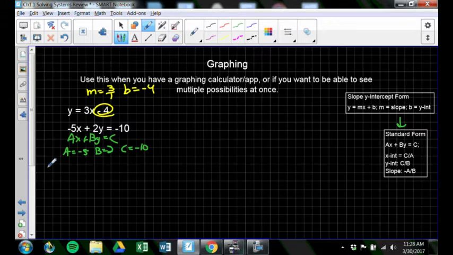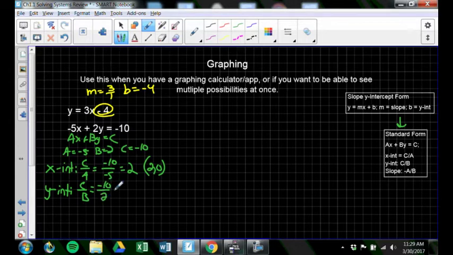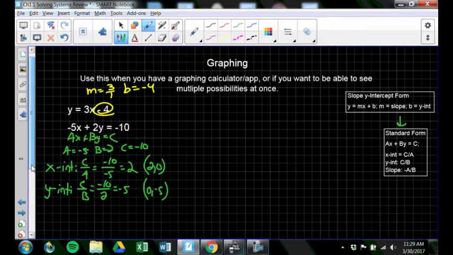One of them is to find the intercepts. So the x-intercept, where the graph crosses the x-axis, is always at c over a, which in this case is negative 10 over negative 5, which is 2. It's the point (2, 0). The y-intercept, where the graph crosses the y-axis, is at c over b, which is negative 10 over 2, which is negative 5. That's the point (0, negative 5). If we're crossing the y-axis, the x value must be 0.